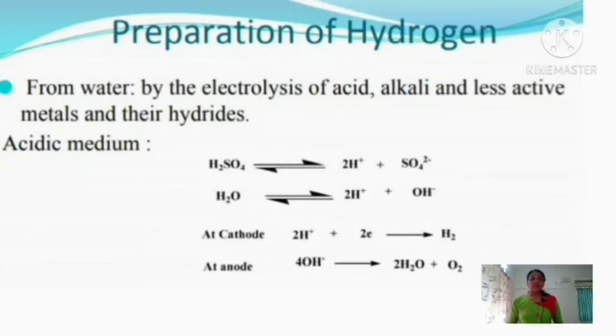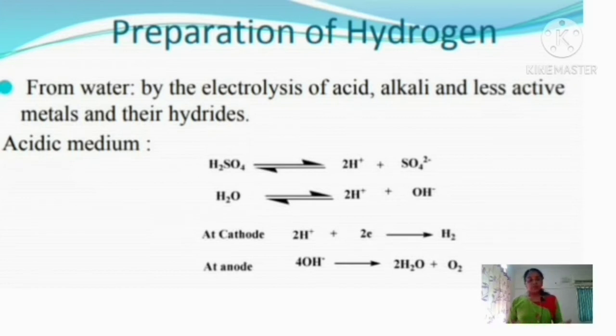So coming to the methods of preparation of hydrogen, first of all, it can be prepared by the electrolysis of water, by the action of alkali or in the presence of acid. So in the electrolysis of water in an acidic medium, suppose you are taking sulfuric acid, it has a tendency to undergo dissociation on passing electric current. So sulfuric acid gets dissociated into H+ as well as a sulfate anion. Similarly, water also undergoes dissociation to give H+ and hydroxide ion.